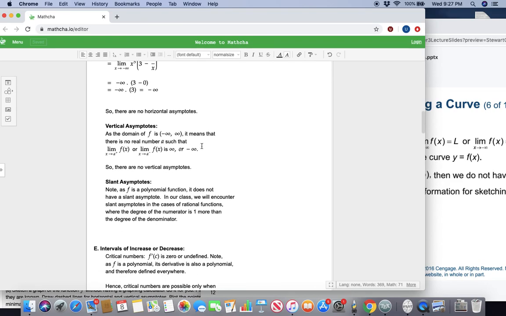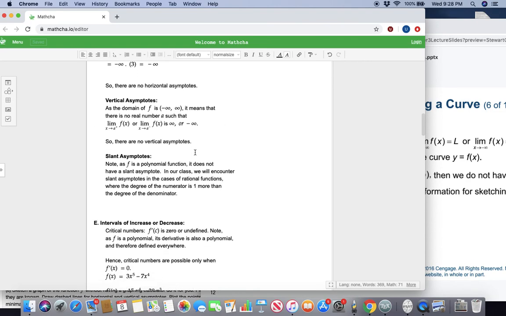What about vertical asymptotes? When do you get vertical asymptotes? When the limit at a number goes to infinity or goes to negative infinity. Why would the limit at a number go to infinity or negative infinity? Well, if it were in the denominator, but I am a polynomial. It has domain all real numbers. So there is no real number a such that limit x approaching a from the right or limit x approaching a from the left is going to be an infinity or a negative infinity. That is, there are no vertical asymptotes. Okay, polynomials will not give you vertical asymptotes.